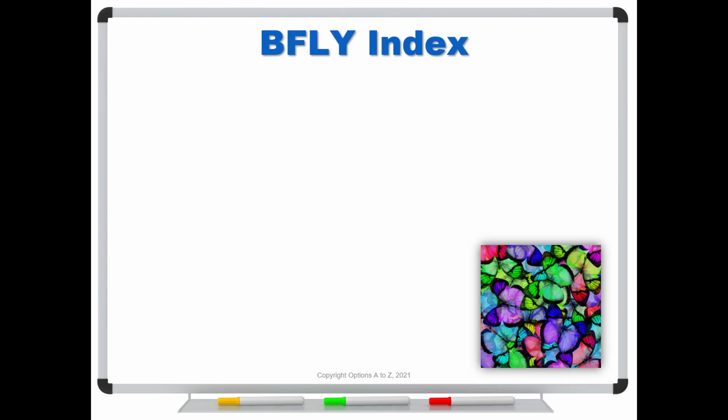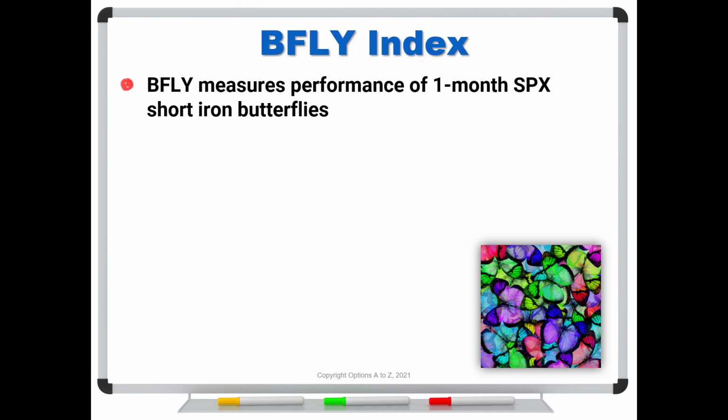Now the Butterfly BFLY index is exactly the same thing. And what it does is it measures the performance of 1 month SPX short iron butterflies. So again, exactly the same idea, but just with a butterfly, you're selling at the money. So for this index, the Butterfly sells the at the money strikes, which will be roughly a 50 delta, and then it still buys the 5 delta strikes. So whether it's using the Condor or the Butterfly, it is always purchasing the 5 delta strikes. So that's the real basics of the methodology.